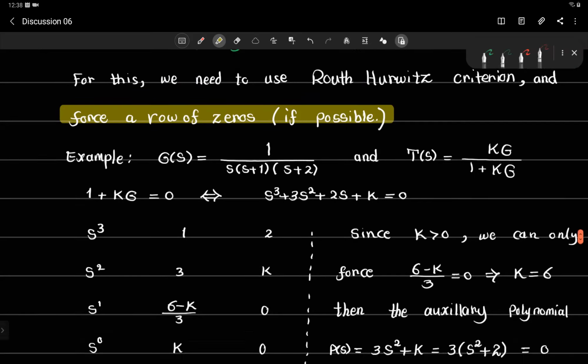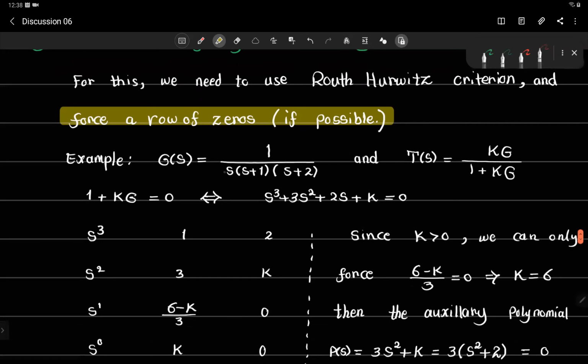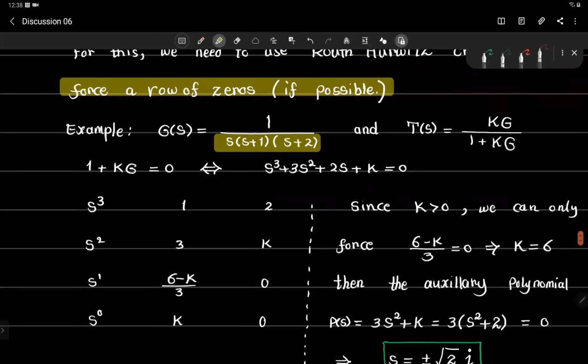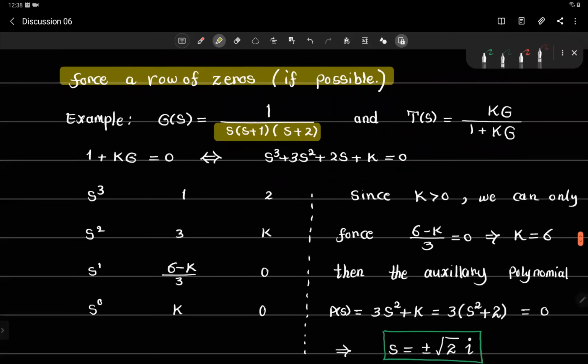For example, let's suppose that we have g of s given by this, which has the denominator s times (s plus 1) times (s plus 2), and the closed loop function is k times g divided by 1 plus k times g. So the characteristic equation is given by 1 plus kg, which implies that this is the characteristic equation: s cubed plus 3s squared plus 2s plus k.